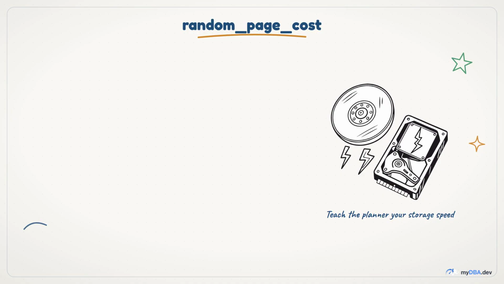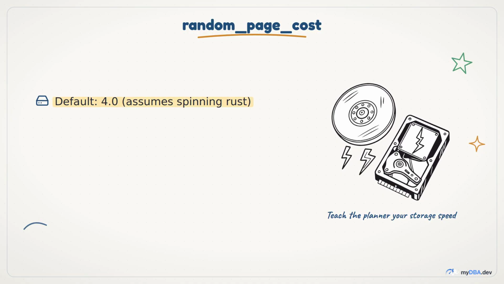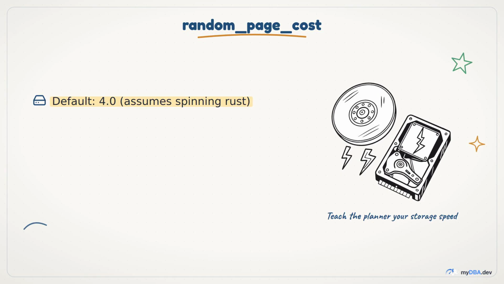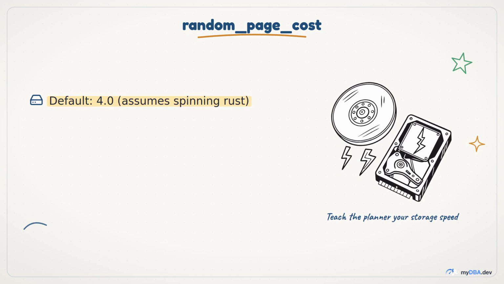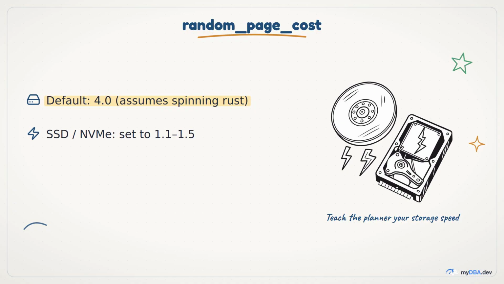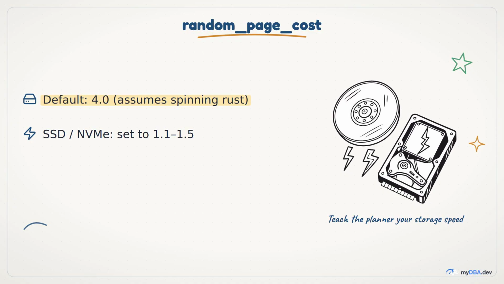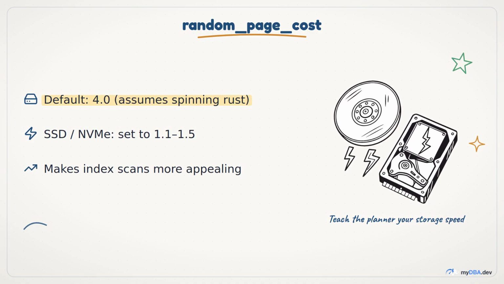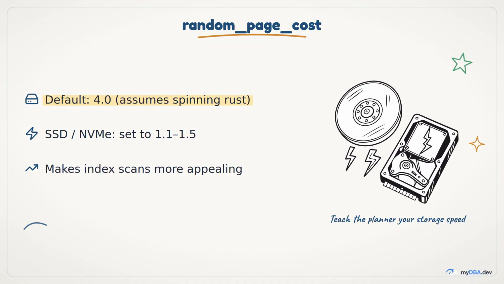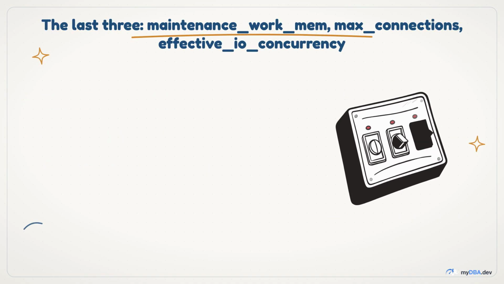Random page cost tells the planner how expensive a random I/O is compared to a sequential one. The default is 4, which assumes you're on spinning disks. If you're running on SSD or NVMe, drop this to 1.1 to 1.5. All of a sudden, index scans look way cheaper, and the planner will pick them more often. Simple change, big impact. 3 more quick wins.